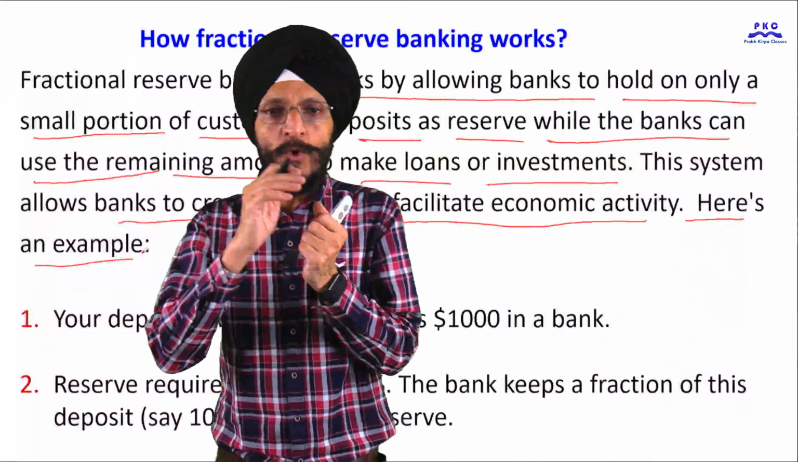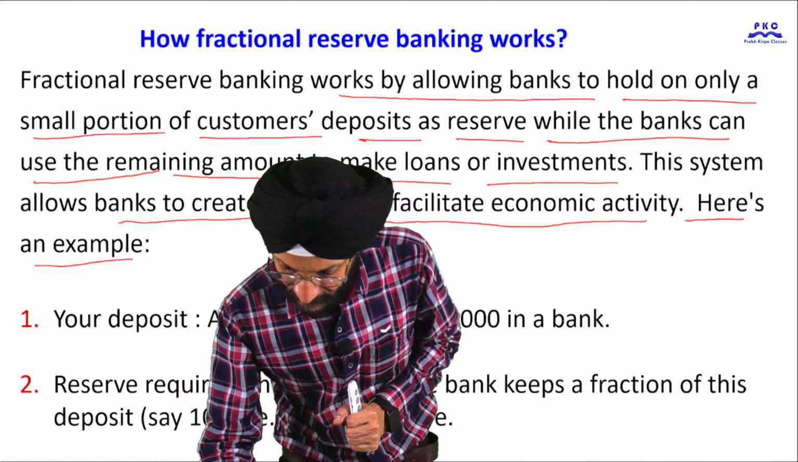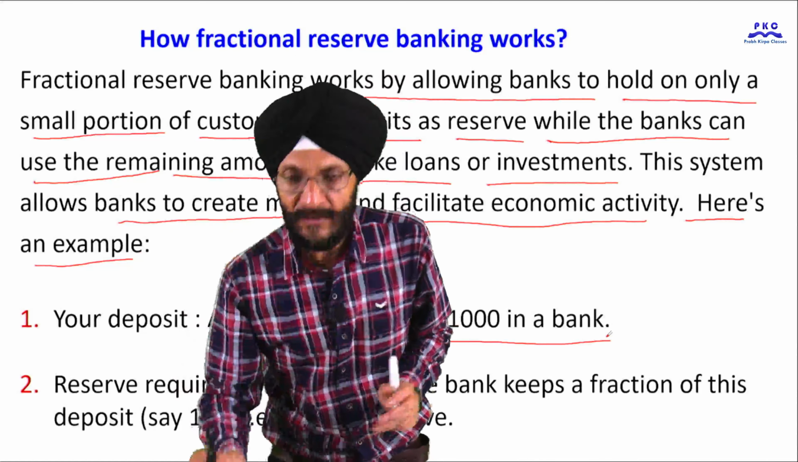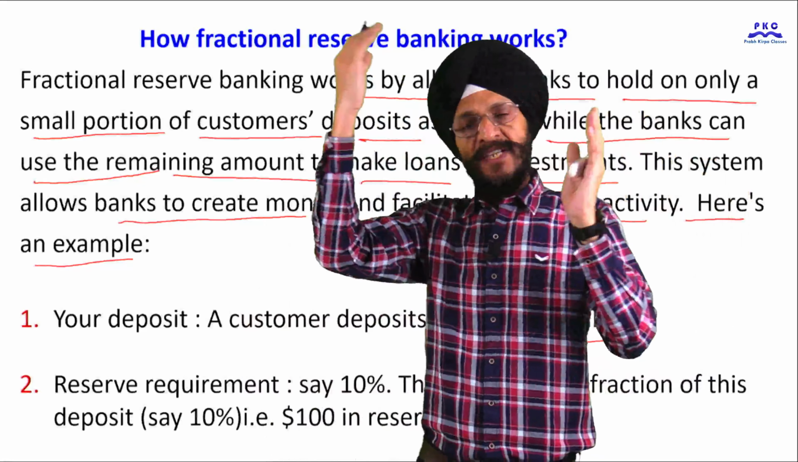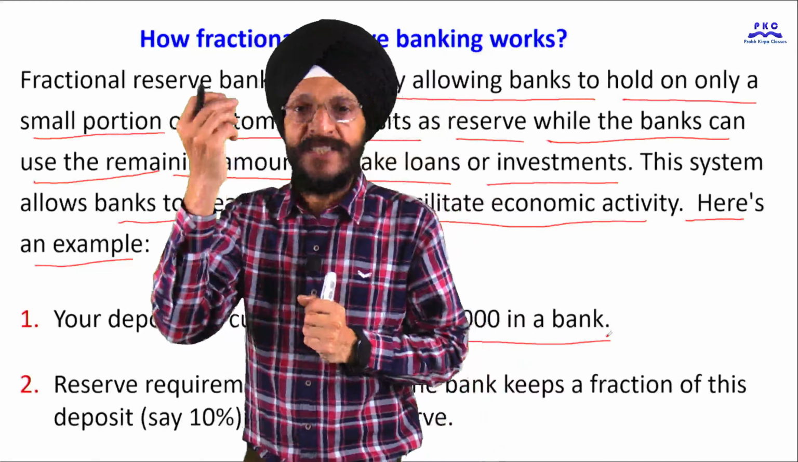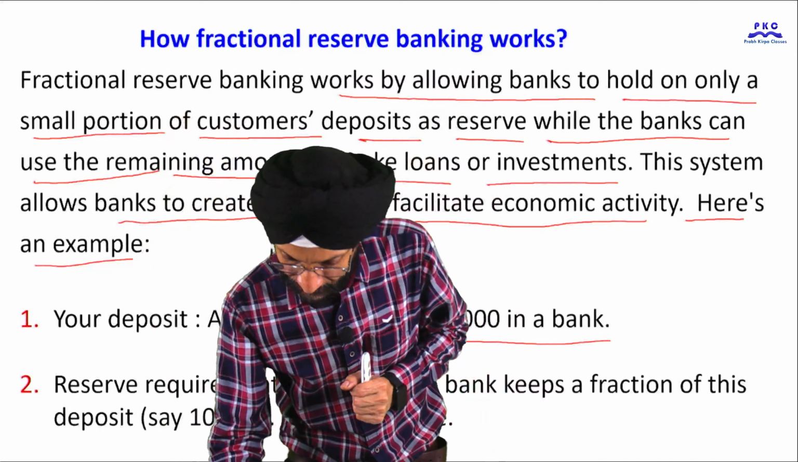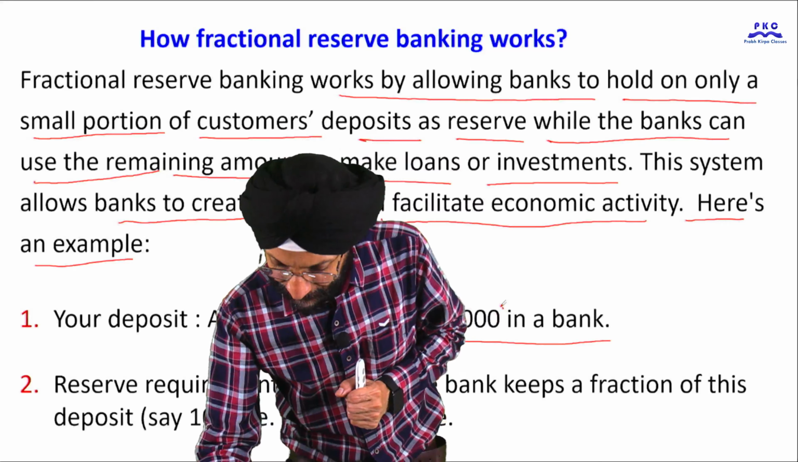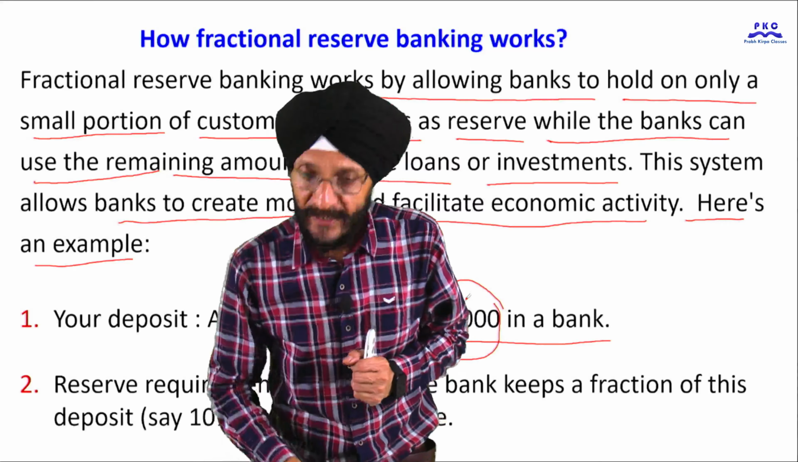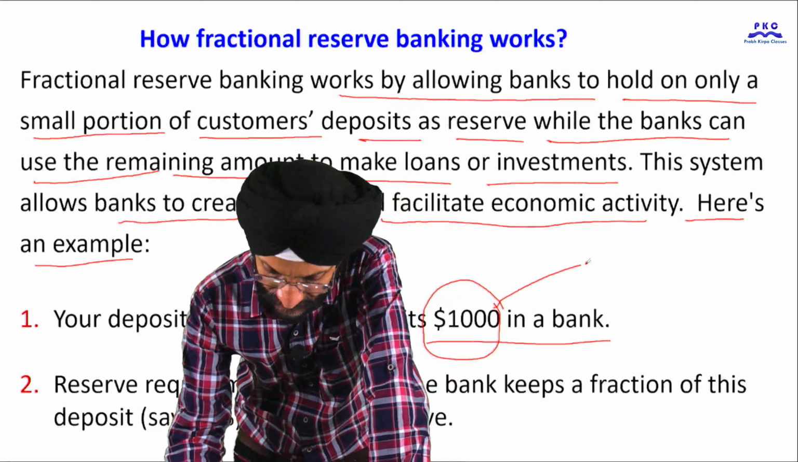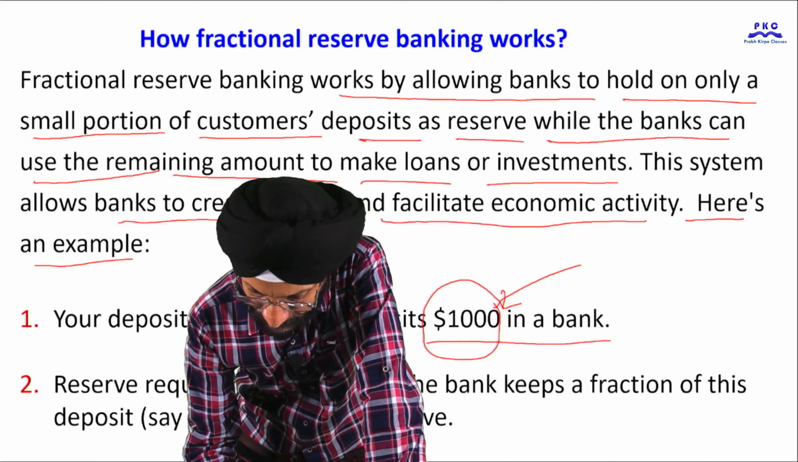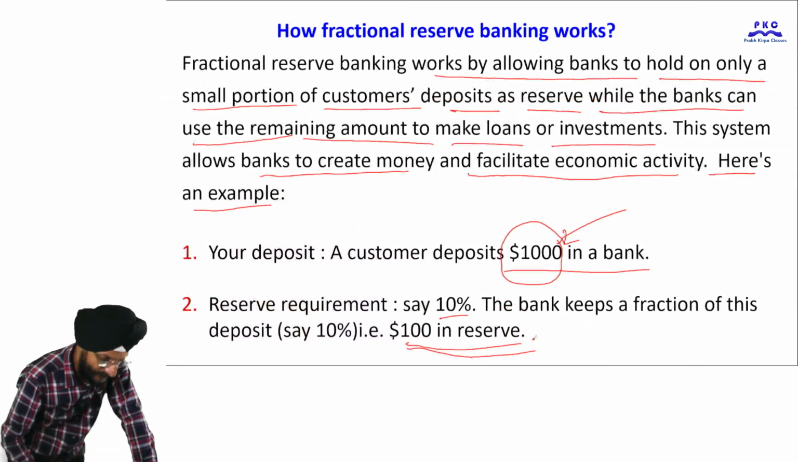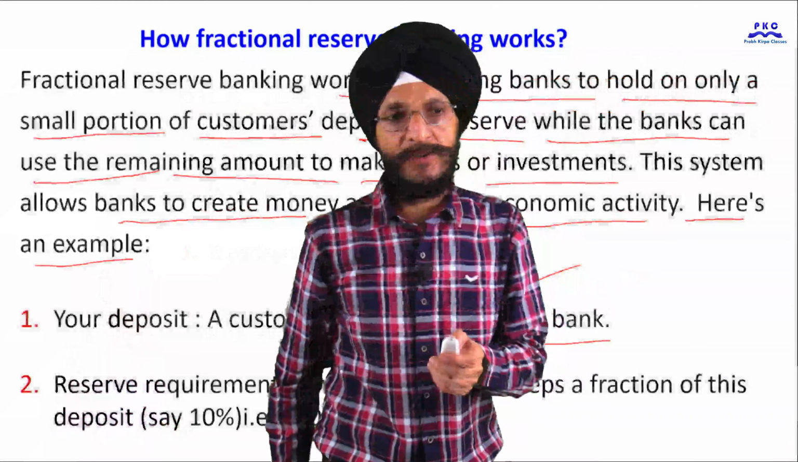A customer goes to a bank and deposits, say, $1,000 in the bank. The reserve requirement which has been fixed by the central bank is, say, 10%. So the banks will have to keep 10% of this $1,000 as reserves. That is, the banks will be required to keep the reserve of $100.